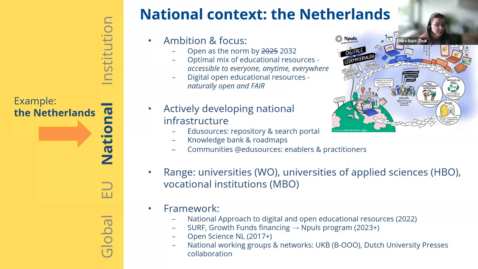And together with the growth fund financing, they launched the NPulse program last year that is now also administering small grants, small finances, impulse finances for the institutions willing to build up their open educational services. There's also open science infrastructure in the country represented by Open Science NL, which in many cases also has a lot of points of intersection with the open educational infrastructure and the system of governance. And there are several national working groups and collaborations networks of the Dutch Royal Library. You see one of them is BOOO, that's the collaboration of open and online educational resources of the libraries, and also Dutch University Presses collaboration. So that's in a nutshell the national framework for the Netherlands.